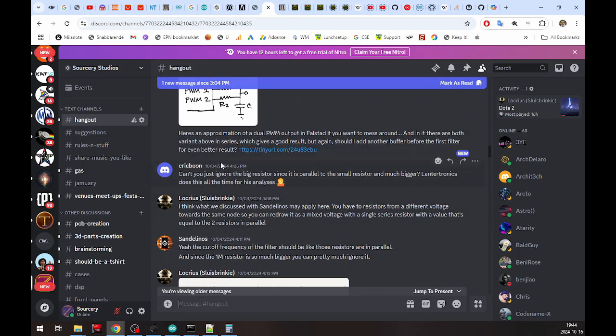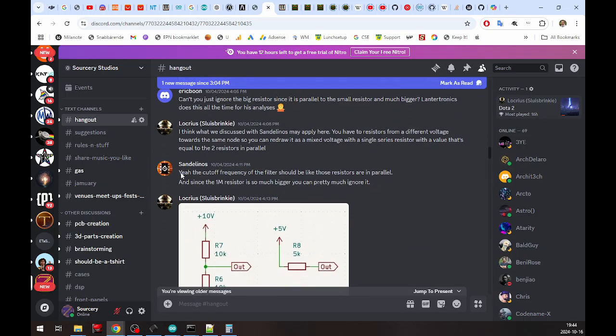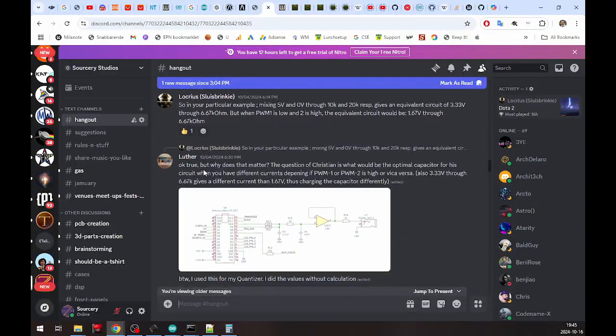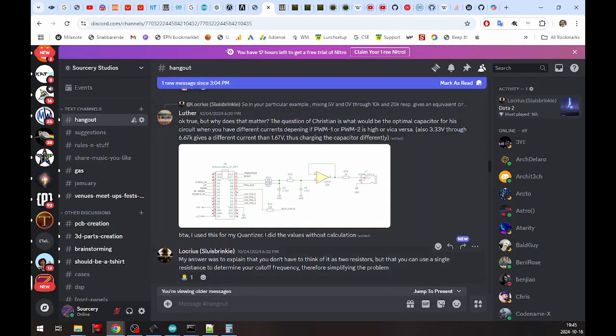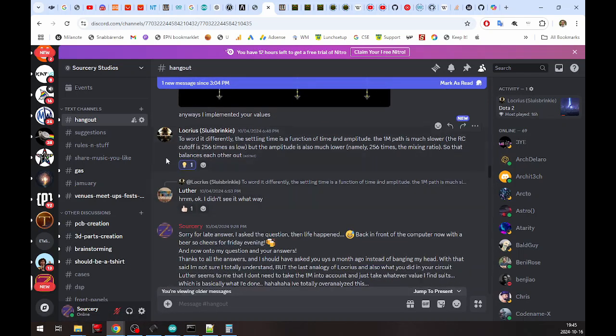And well, first answer, can't you just ignore the big resistor since it's parallel to the small resistor? Much bigger. Landertronic does this all the time with his analysis. Didn't really understand this. And then life happened and I had to run away from the keyboard and the discussion started. Lots and lots and lots of interesting information and stuff. But the thing that happened is Luther and Locrius started a big discussion, which ended in this wording here.